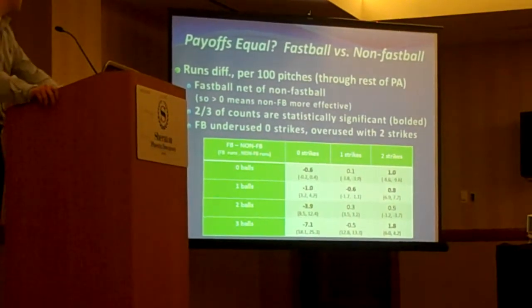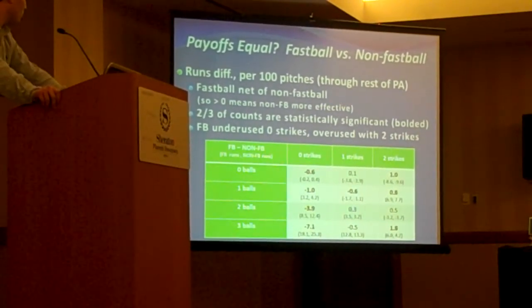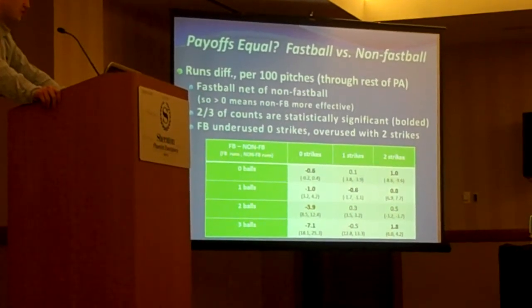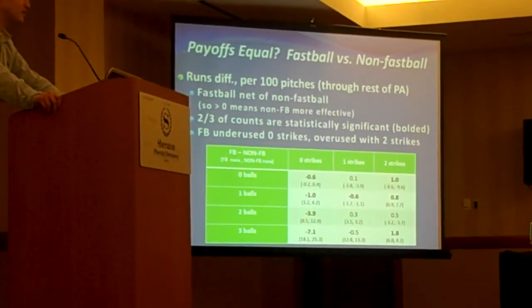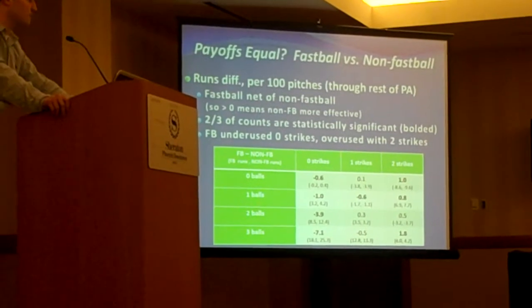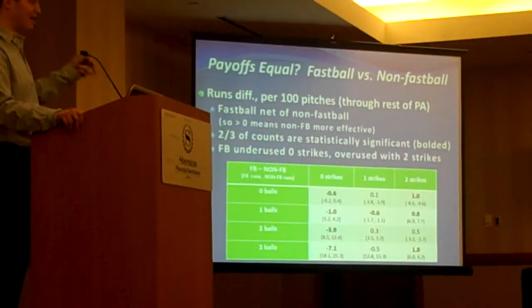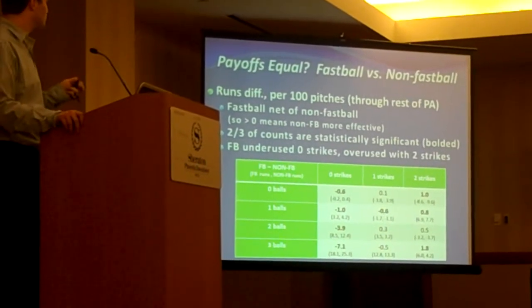Not really. This is using that data, using runs per 100 pitches thrown through the rest of the plate appearance. The reason I did through the rest of the plate appearance is because we need to factor in what happens after the 3-0 fastball down the middle, and say not just it's any 3-1 count. What's a 3-1 count that follows that? So this will get a really unbiased result.